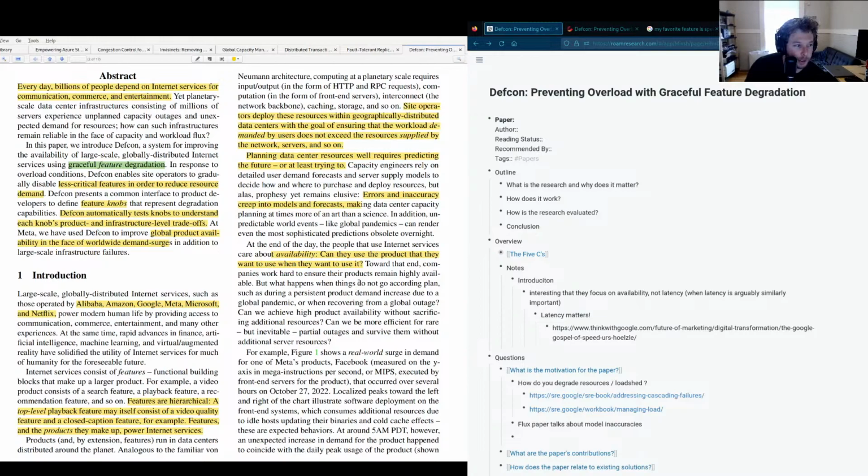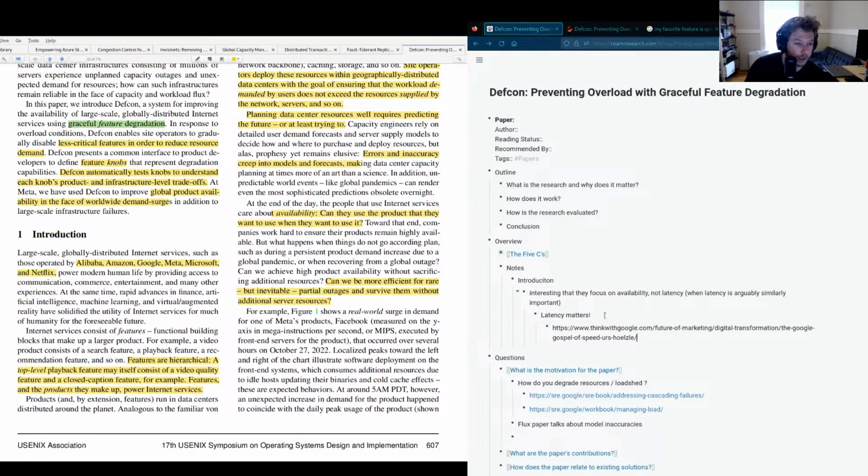So then they ask a bunch of questions. What happens when things do not go according to plan? Can we achieve high product availability without sacrificing additional resources? Can we be more efficient for rare but inevitable partial outages? Cool. So a bunch of motivation.